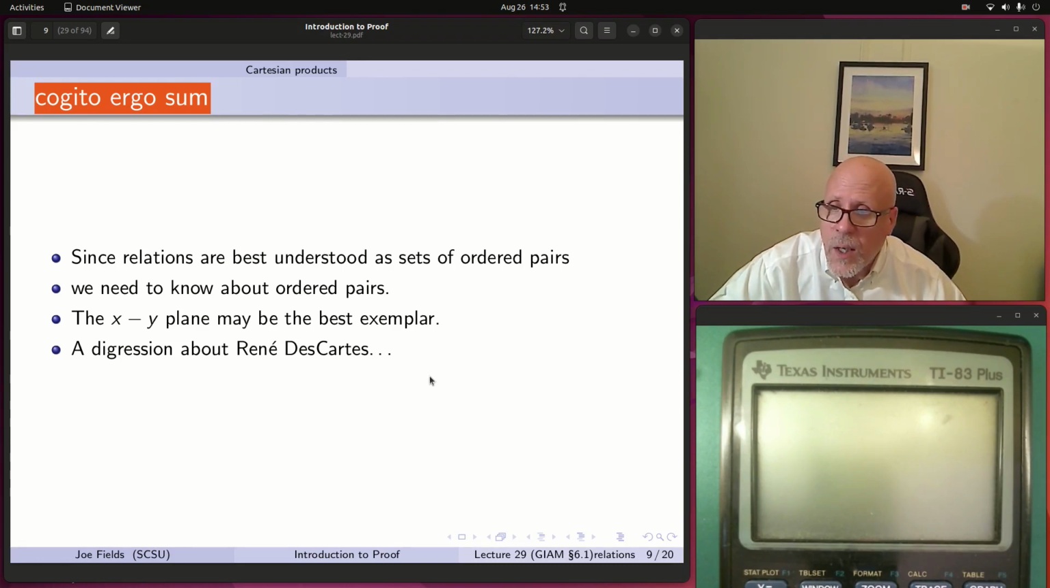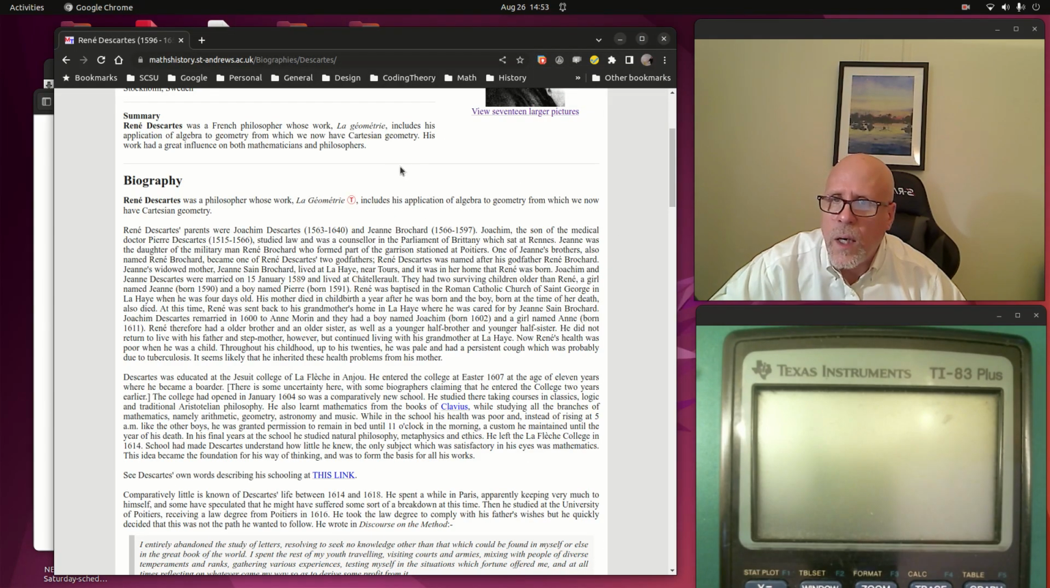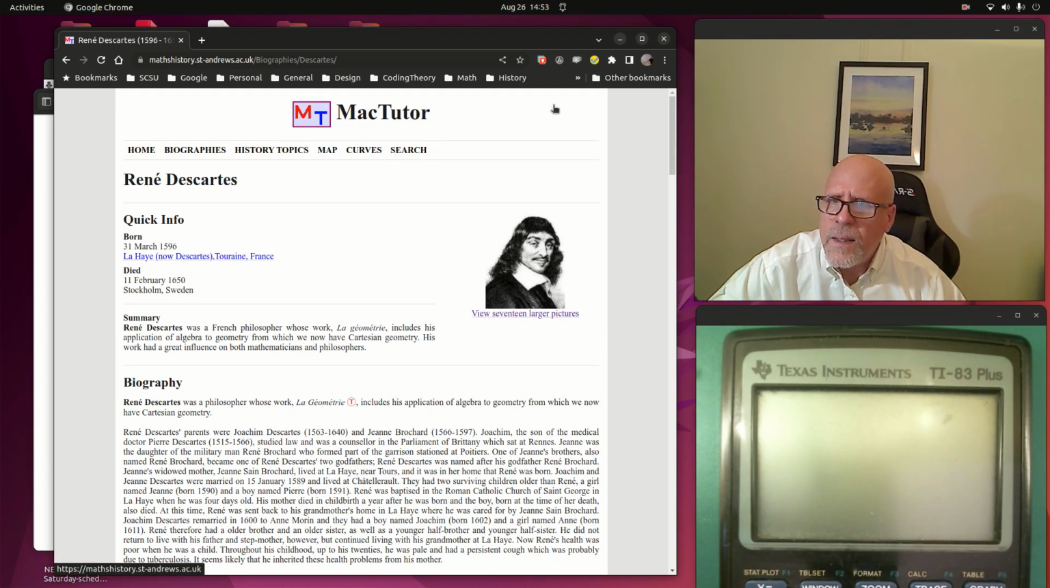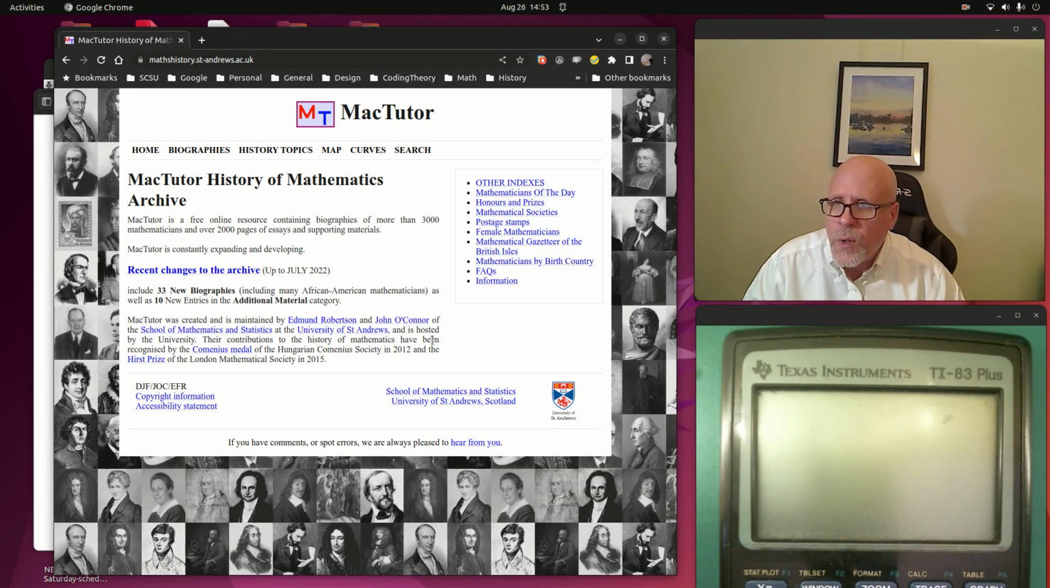He's an interesting character. So to do this digression, I want to pull up the MacTutor History of Math Archive. I probably should go home in this thing and show it to you. This is the landing page. There are hundreds of biographies of mathematicians and then articles about the kinds of mathematics they did. Lots of different ways to access the information.